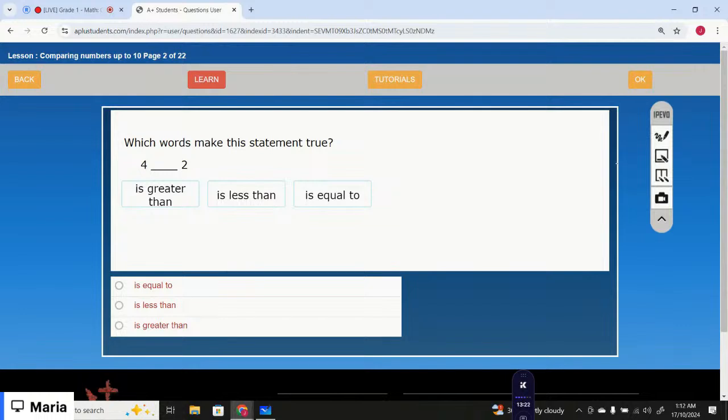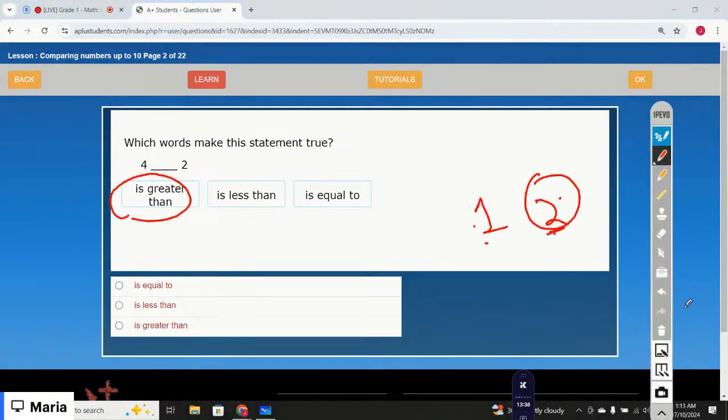Okay, the next one is, which words make the statement true? 4 and 2, which is the correct option? So when counting, 4 comes after 2, isn't it? You have 4 is after 2. That means 4 is greater than 2.